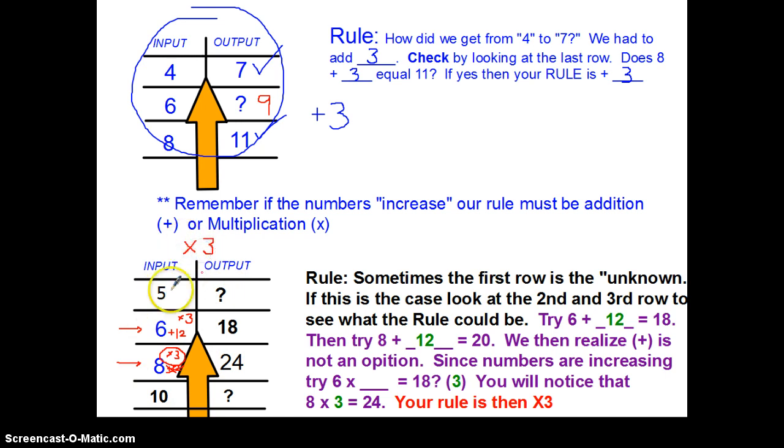So if that's my rule, if my input number is 5, what is times 3? 5 times 3. That means my output number should be 15. If you said 15, you're correct. Good job. Now let's go down here to this one. 10 is my input number. What would my output number be? If you said 30, good job. Nice job. Okay, let's look at the next one.